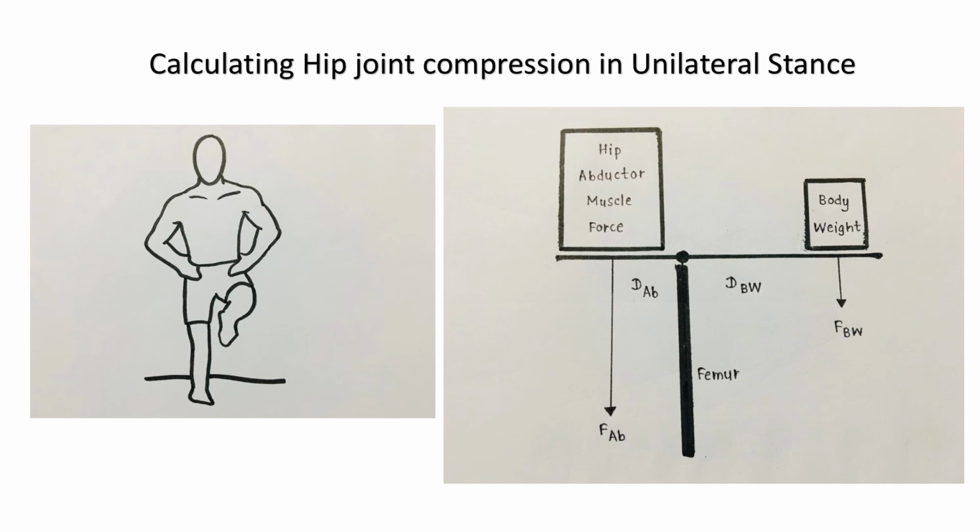Calculation of hip joint compression in unilateral stance. For a person weighing 60 kg of body weight, right hip joint compression force by body weight is 50 kg, right hip joint compression force by muscle force is 125 kg, total hip joint compression force is 175 kg. Hip joint compression at the weight bearing hip in unilateral stance is nearly 3 times body weight.